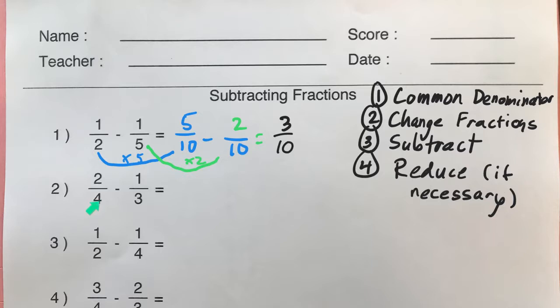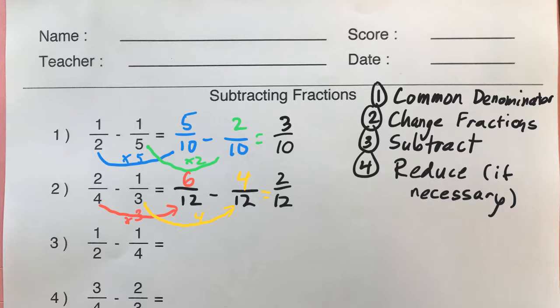Next up, we've got 2/4 minus 1/3. Our common denominator here is going to be 12. So 4 times what is 12? It's 4 times 3. So the top times 3 is 6/12. And how about 3 times what is 12? Well, the answer is 4. 1 times 4, 4/12. There we go. And now I subtract 6/12 minus 4/12. It gives me 2/12.